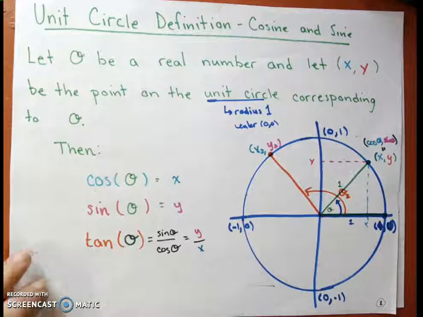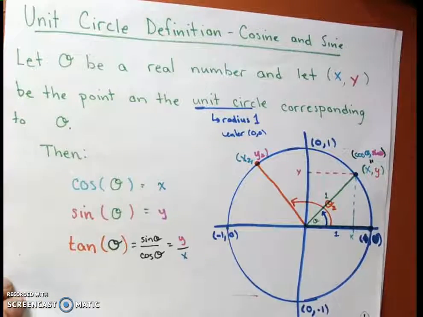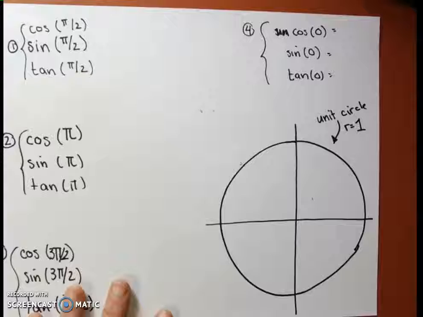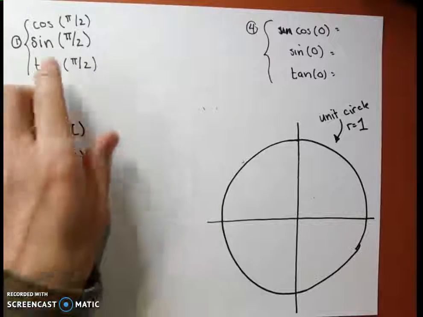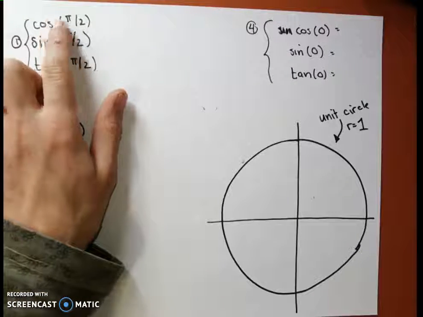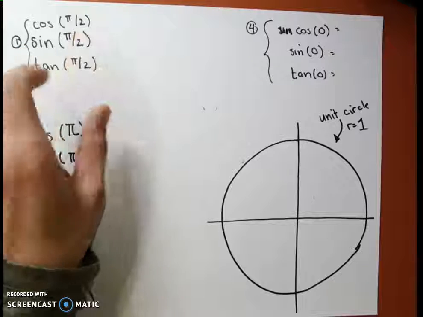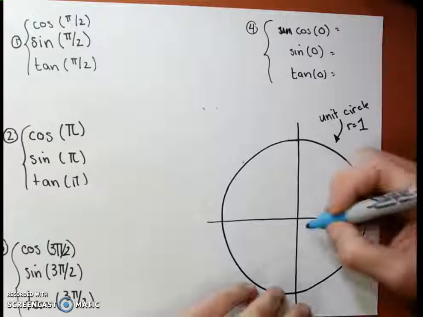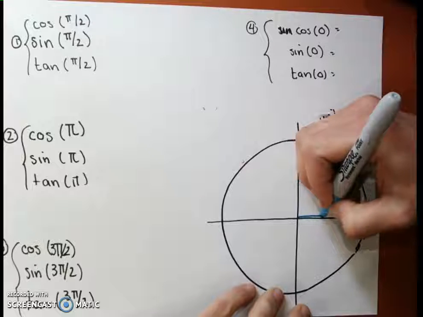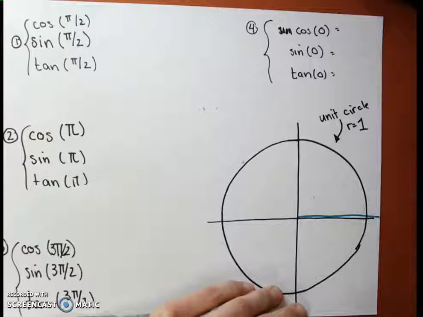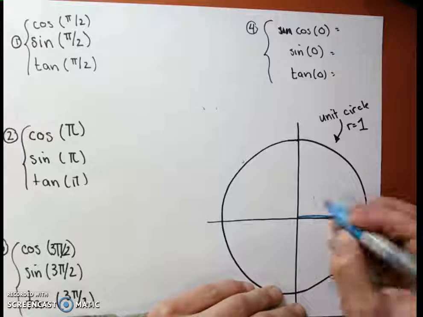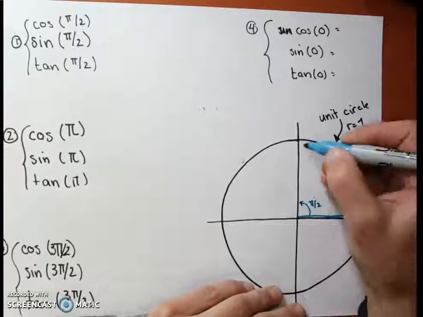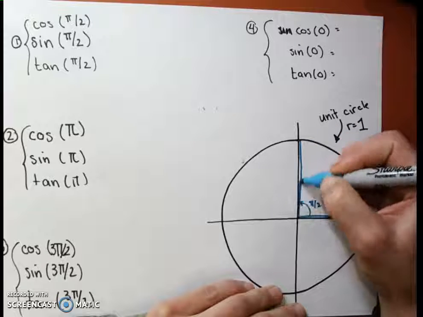So let's do a few examples in very easy cases to make this make a little more sense. All right, so my first goal is to find cosine of pi over 2, sine of pi over 2, and tan of pi over 2. So my first step is to start at the x-axis, move an angle of pi over 2, so that's the same as 90 degrees. So this is the angle that I'm looking at.